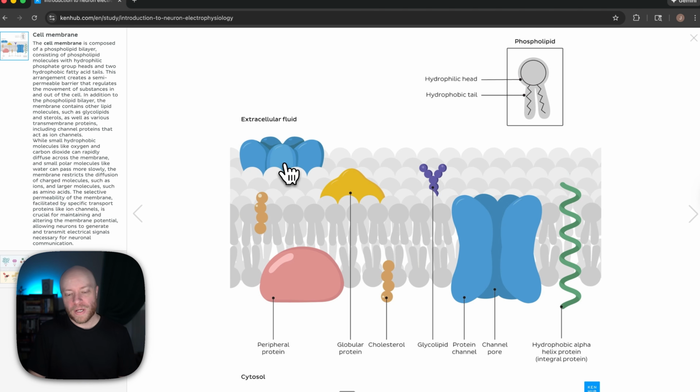And then up here, by the way, this is trying to just show you a different view of one of these protein channels. That's all we're seeing there. And then you can see another cholesterol here. So there's a lot going on here. And again, this is a very simplified version of it.